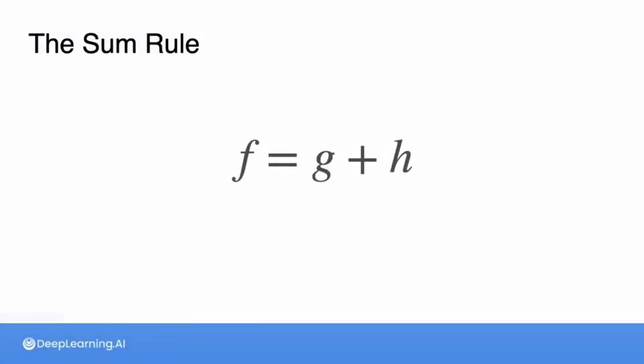So now that you know the scalar multiplication rule, the sum rule is just as simple. Imagine that you have a function f and it's expressed as the sum of two functions g and h. So what is the derivative of f? Well, it's simply the derivative of g plus the derivative of h.